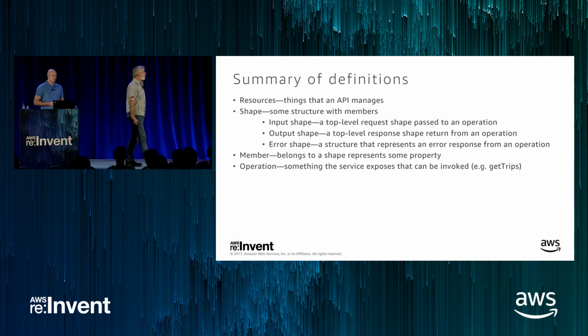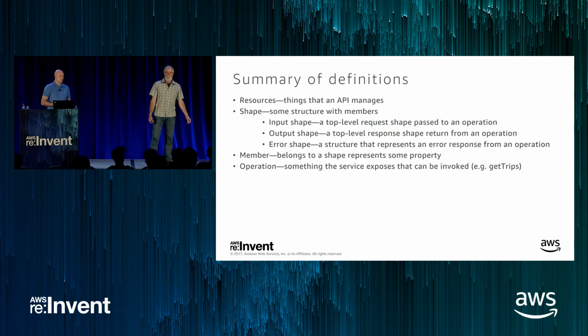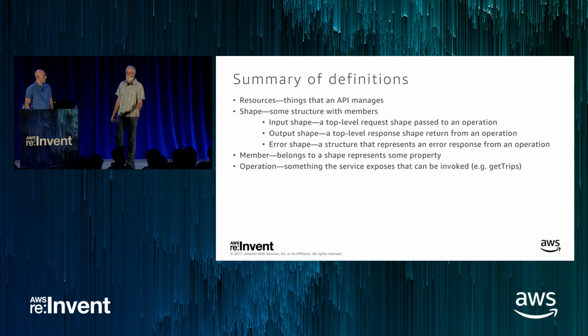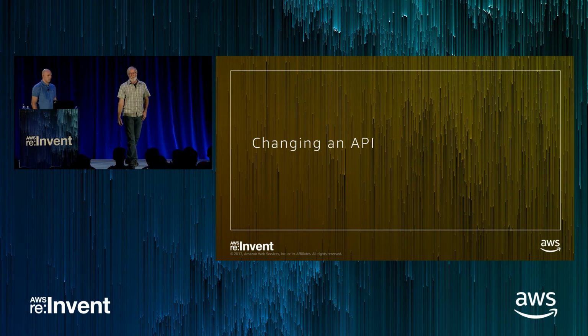So the resources are the things or the nouns that we operate on. We model them as shapes, which are structures with members. We have input shapes and output shapes, and backwards compatibility concerns can sometimes rely only on inputs and sometimes on outputs. And then we have the operations to operate on them. So what does it mean to change an API? What are the elements of the API that we're going to change?